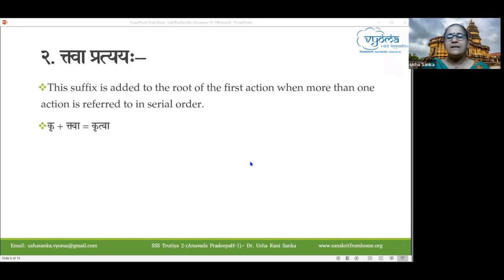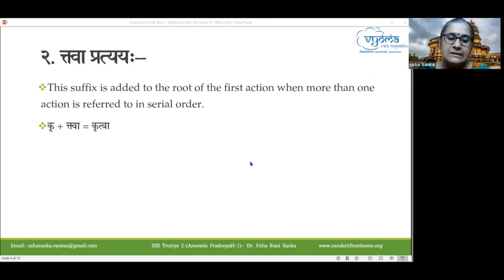Okay, so ta will affect the previous letter, like gam. When gam had tum, then the ma changed to na after seeing ta. Okay, so it becomes gantum. So there is a change in that, and it is happening only because of the ta letter. Okay, so this is what we have to observe.